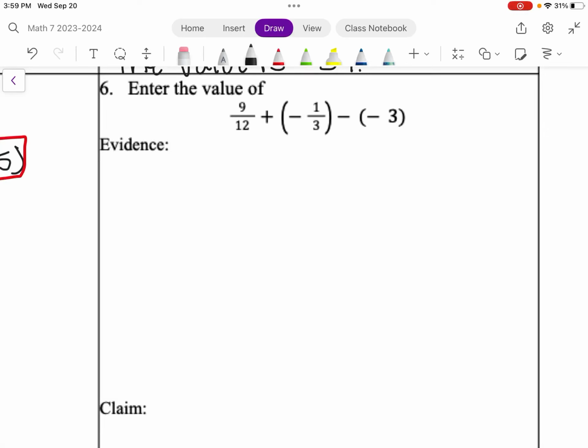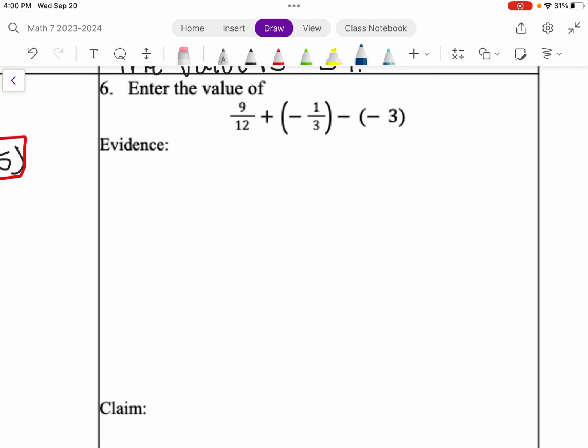Question 6 says, enter the value of 9/12 plus negative 1/3 minus negative 3. I have a mixture of fractions and a whole number. So I want to make sure that all of my numbers are the same, meaning I want either all fractions, all whole numbers, or all decimals. In this case, it'll be easier to make them all fractions.